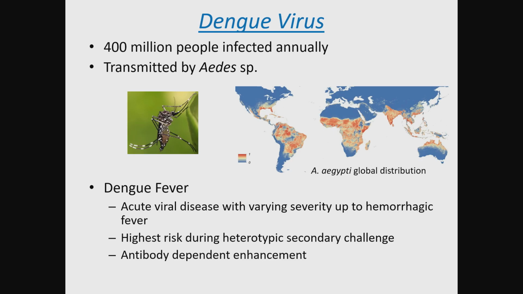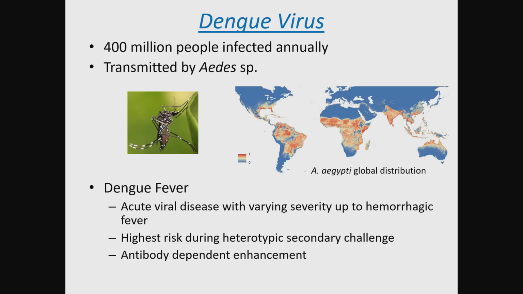So dengue virus is primarily spread by the Aedes species of mosquitoes, primarily the Aedes aegypti species. And here on the right on this map, this just shows the global distribution of Aedes aegypti. And you can see that this mosquito is spread broadly throughout the tropical and subtropical regions of the world. And that represents the spread or the threat of dengue virus. There are 400 million people infected annually with dengue virus, and 40% of the world's population are at risk of dengue virus infection.